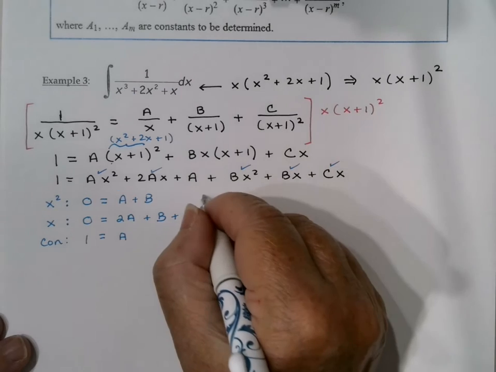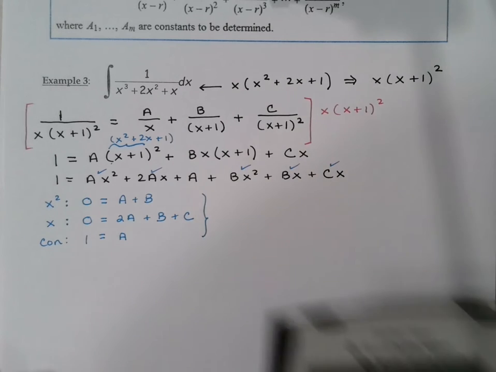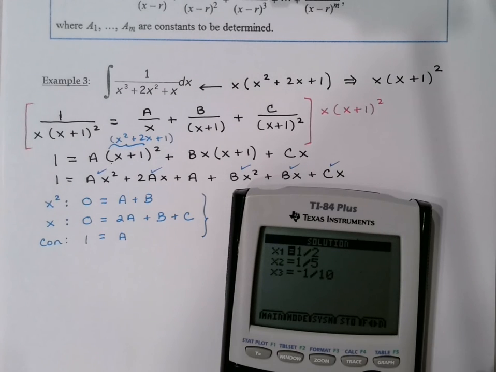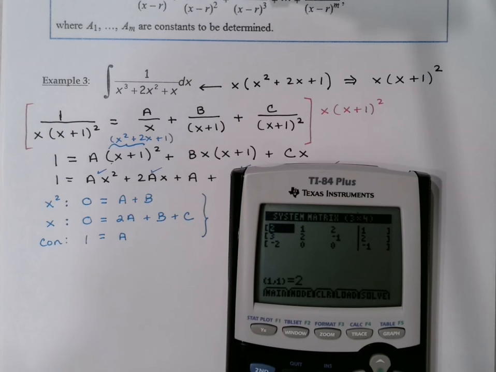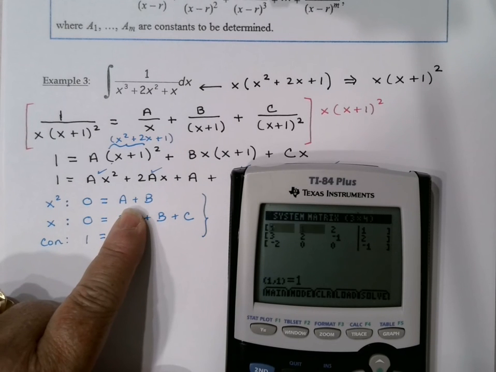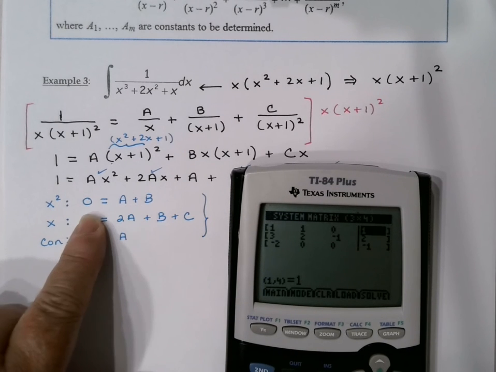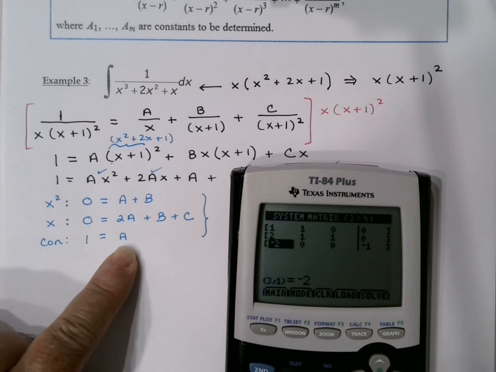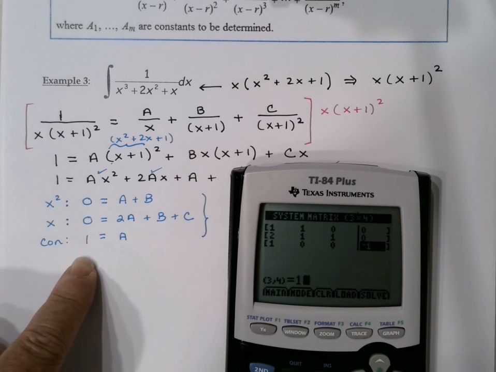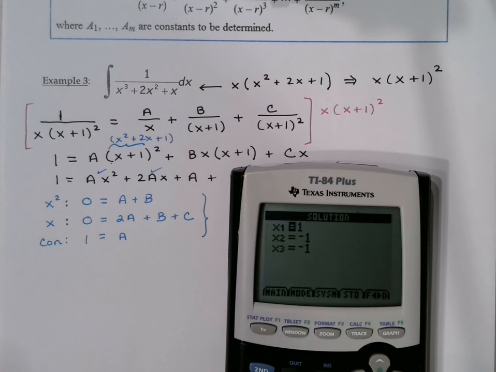It wouldn't be that difficult to go back and solve this by hand, but just for simplicity, let's go ahead and plug this in. We've got three equations and three unknowns again. My first equation, 1A, 1B, 0C equals 0. Next equation, 2A, 1B, 1C equals 0. And the last equation, 1A, 0B, and 0C equals 1. And it looks like A is 1, B and C are negative 1.